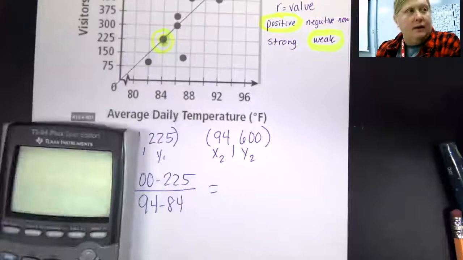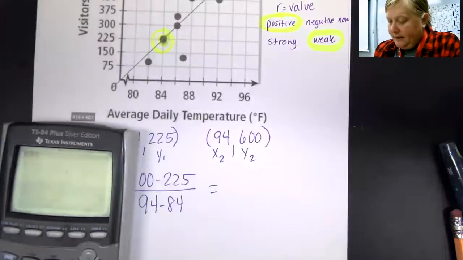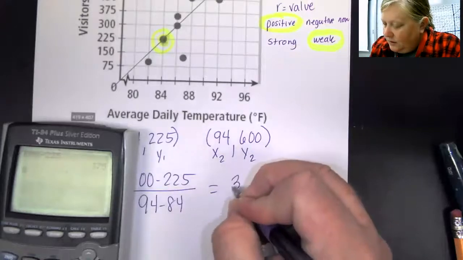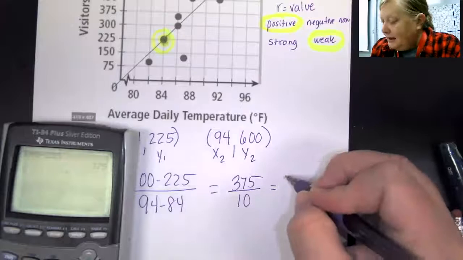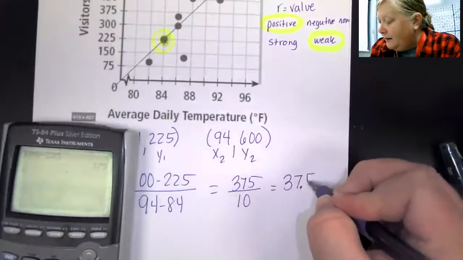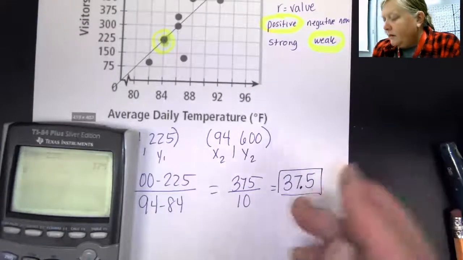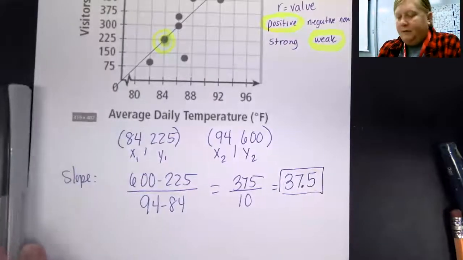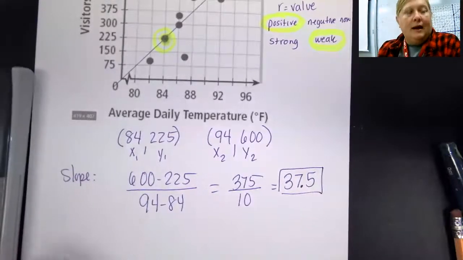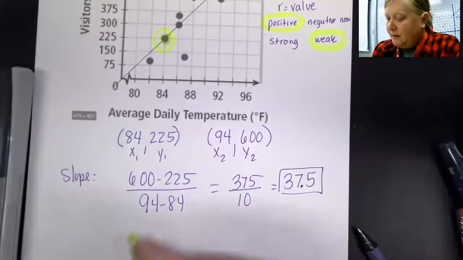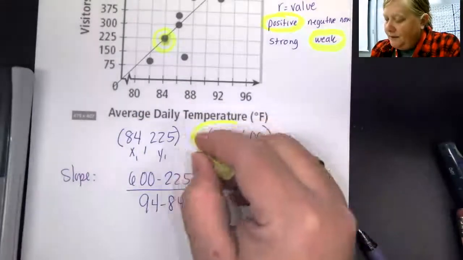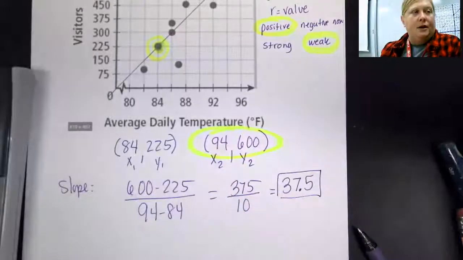Now you have a calculator, use it. 600 minus 225 is 375 divided by 10. Well, that is 37.5. Okay, 37.5. Now, which point would you like to use to find your y-intercept? I'm going to use this one because I kind of like that 600 number.